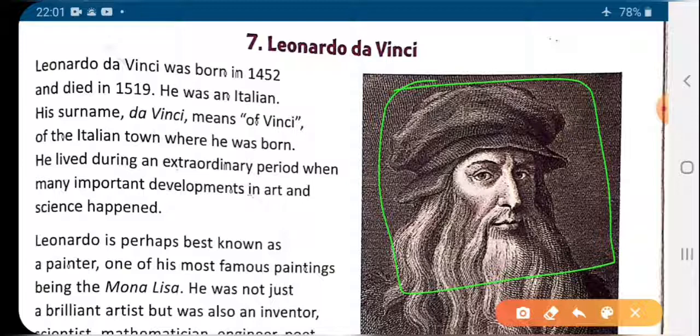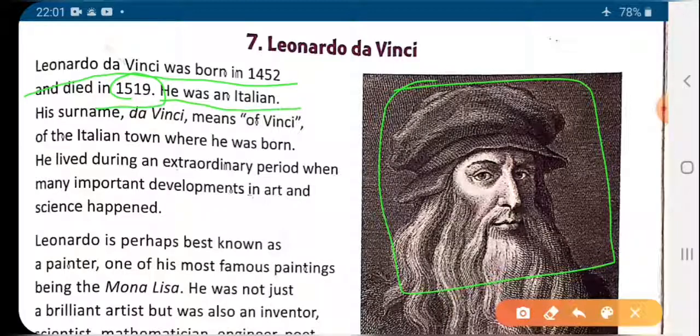Leonardo da Vinci was born in 1452. Okay. He was born in 1452 and died in 1519. Just remember the date first. Born 1452 and died in 1519.